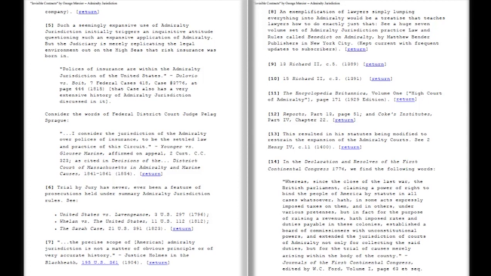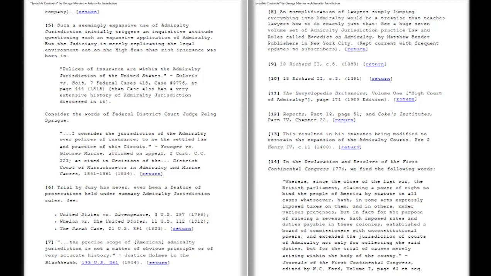Return. 14. In the Declaration and Resolves of the First Continental Congress, 1774, we find the following words. "Whereas, since the close of the last war, the British Parliament, claiming a power of right to bind the people of America by statute in all cases whatsoever, hath, in some acts expressly, imposed taxes on them, and in others, under various pretenses, but in fact for the purpose of raising a revenue, hath imposed rates and duties payable in these colonies, established a board of commissioners with unconstitutional powers, and extended the jurisdiction of courts of admiralty not only for collecting the said duties, but for the trial of causes merely arising within the body of the county."